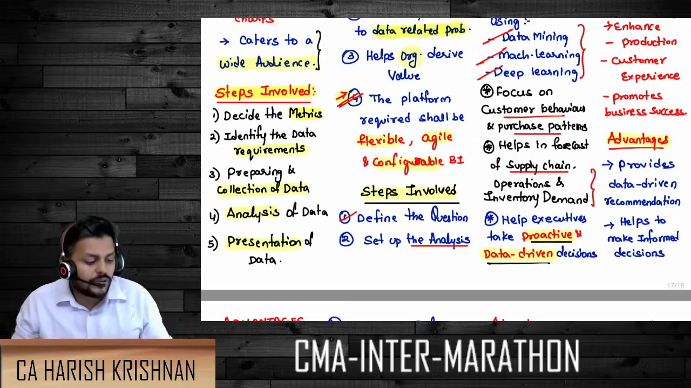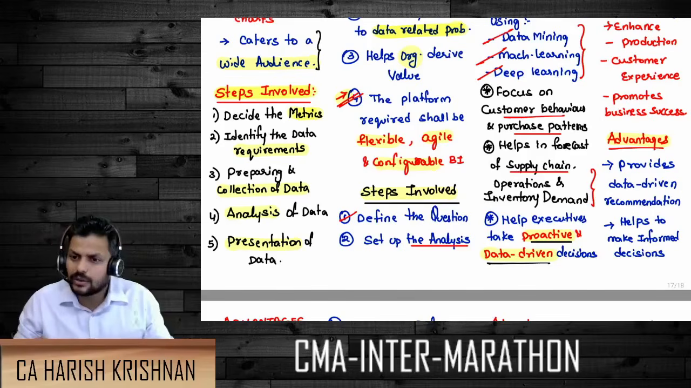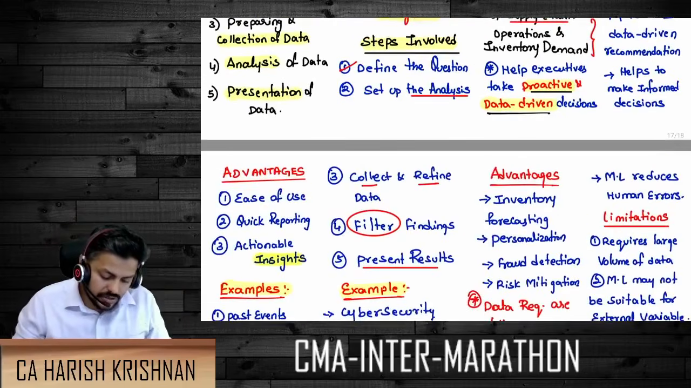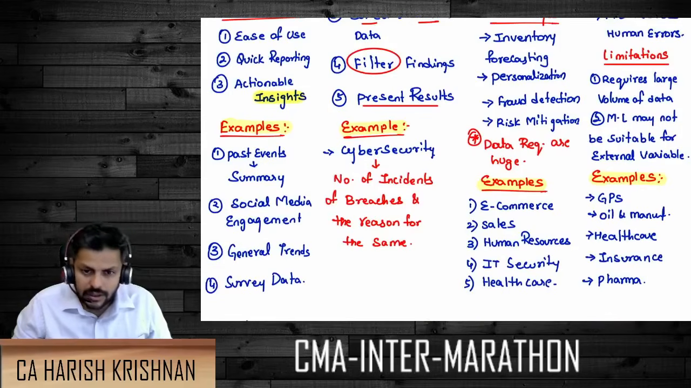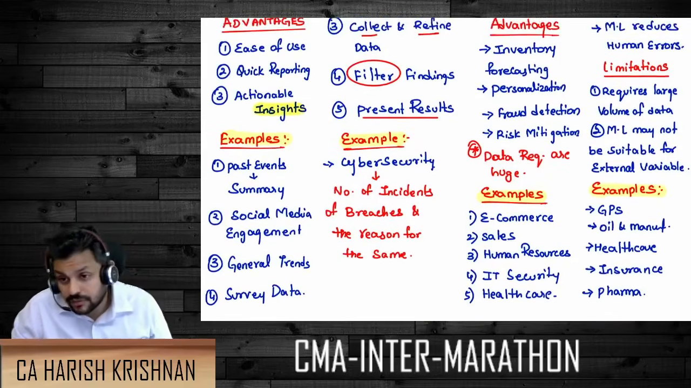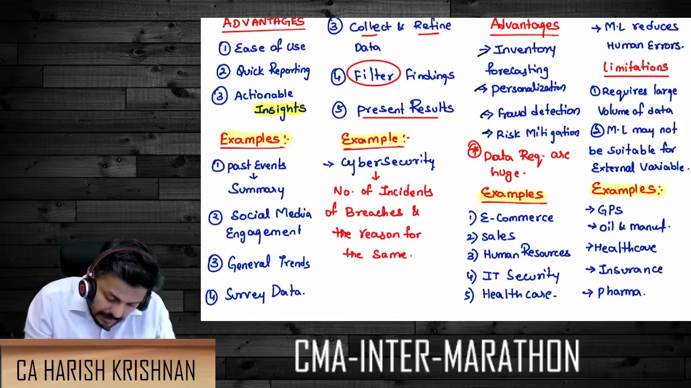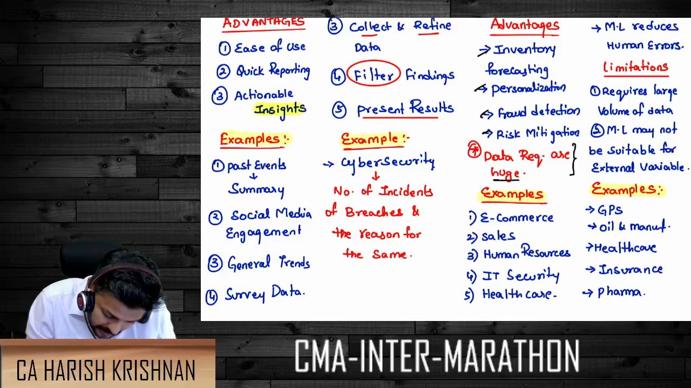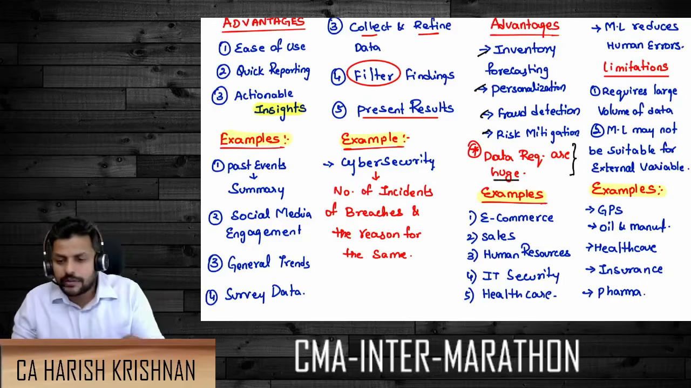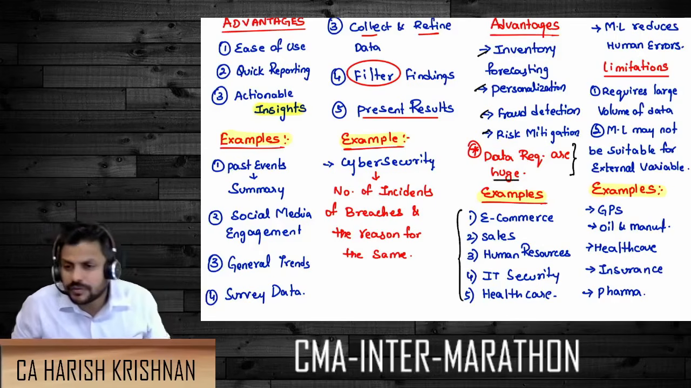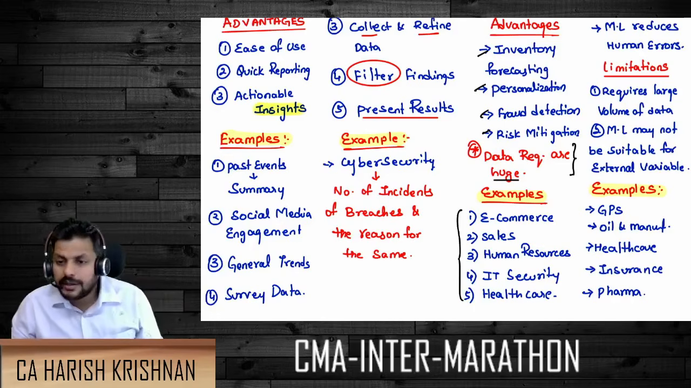Today almost all entities, Flipkart, Amazon, Swiggy, Zomato, Zepto, most of the apps that you use, trace your behavior and then accordingly suggest. Look at the advantages. You can use it for inventory forecasting, personalization, fraud detection, and risk mitigation, all four. Alongside that, the only limitation is that data requirements are very huge. So e-commerce, sales, HR, security, healthcare, everybody uses predictive data analytics to predict outcomes.